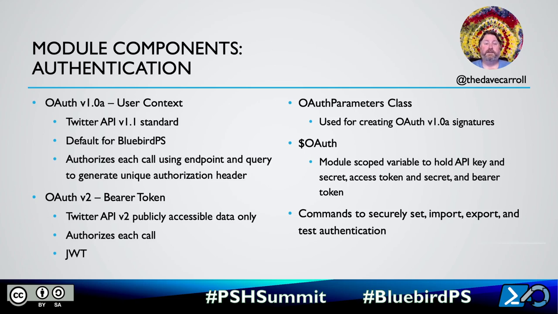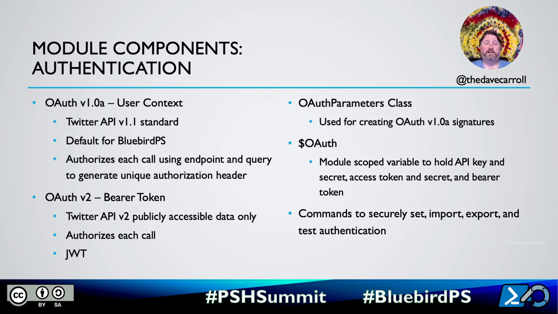For the Twitter API V2, there are some endpoints that actually support OAuth V2, but you really aren't going to be getting the publicly accessible data. And the bearer token is the JSON web token, and it authorizes each call. I'm using OAuth V1 as the default for Bluebird, unless I absolutely have to use the bearer token.